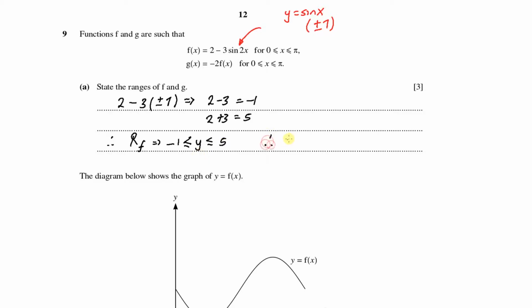And this therefore means for g of x, since g of x is minus 2 of f of x, it means we're going to multiply the limits of the range of f times minus 2. So 5 becomes the lower limit when multiplied by minus 2. So that will be minus 10. And multiplying minus 2 times minus 1, we get 2. So the range will be from minus 10 to 2. So that's the answer here for the range of g of x.